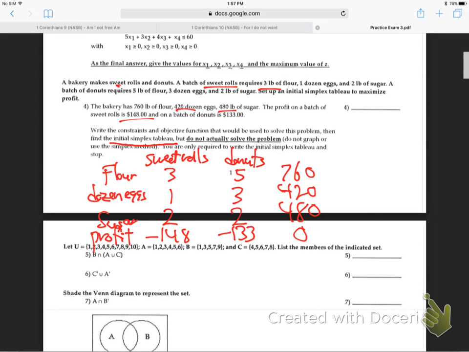So now, is that my matrix right there? It's almost. What am I missing? The slacks, which are the ones down the diagonal, the 1, 1, 1 with the zeros and all that. So you have to take this right column and move it way over to the right side: 760, 420, 480, and then the 0.